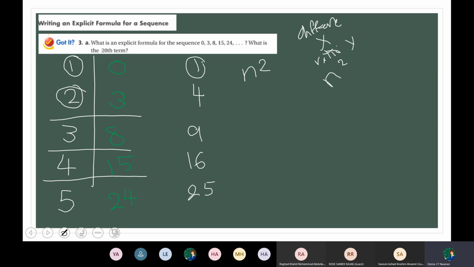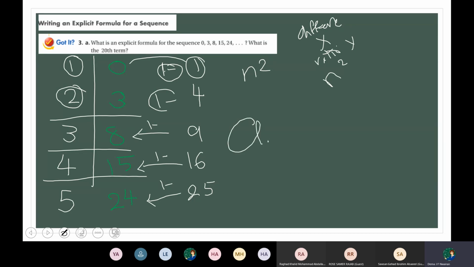Then how can I make 1 to be 0? I subtract 1. How can I make 4 to be 3? I subtract 1. How can I make 9 to be 8? I subtract 1. 16 to be 15, I subtract 1. 25 to be 24, also I subtract 1. So my formula is a of n, or a sub n, is n squared minus 1.